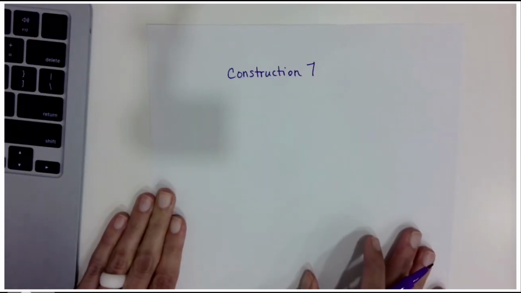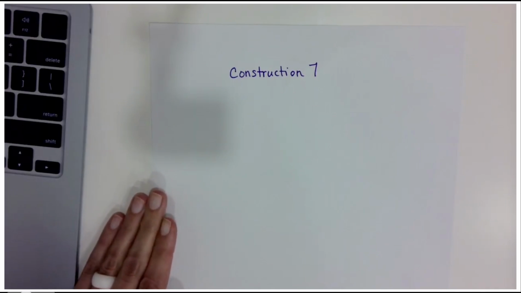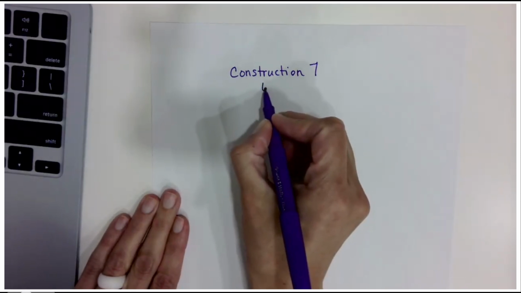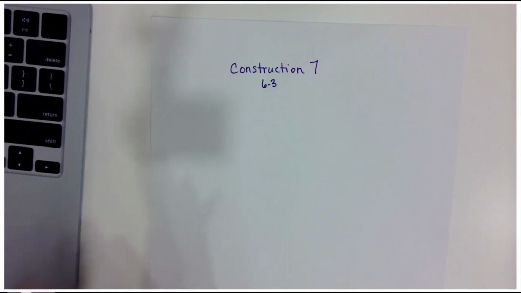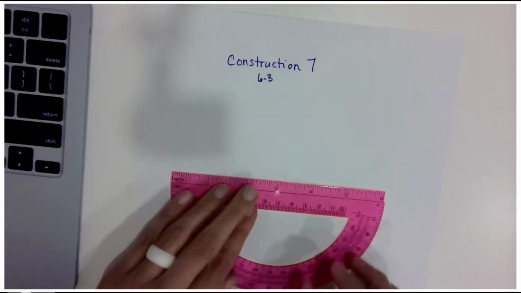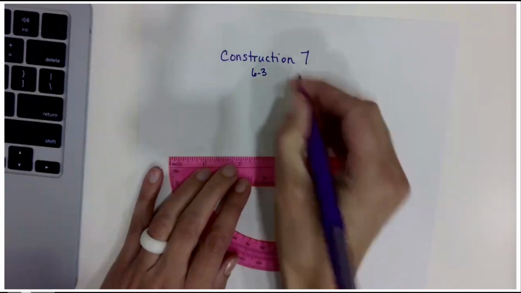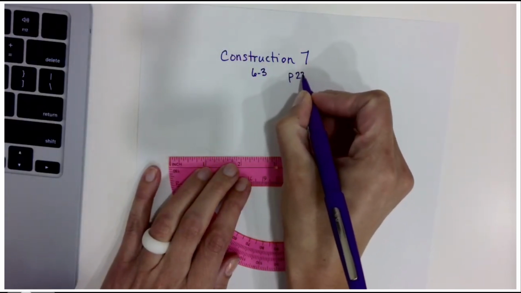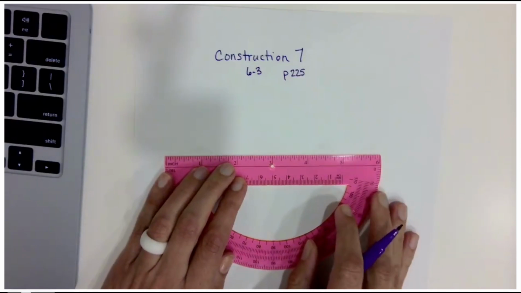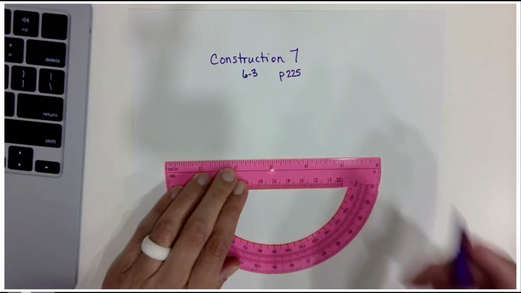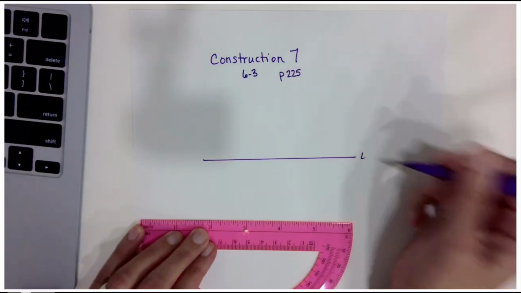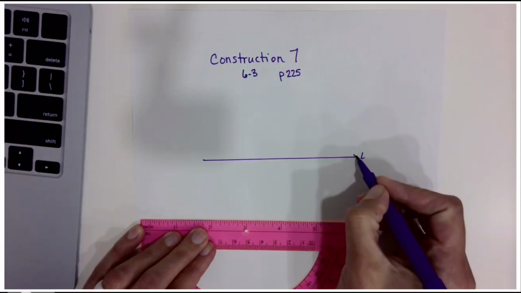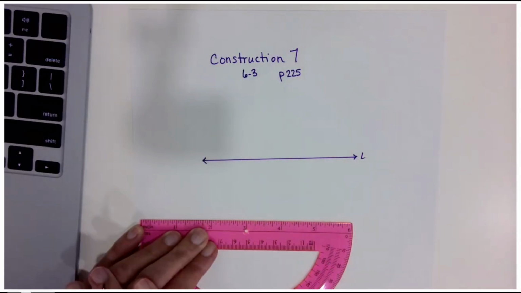Let's do our construction number 7 in lesson 3. So this is 6-3. We are going to learn how to draw a parallel line. So the first thing that we're going to do is start off by drawing a line. This is on page 225 in your textbook. So we are going to draw a line. We're going to name it L. I'm going to put some arrows to make it look like a line.